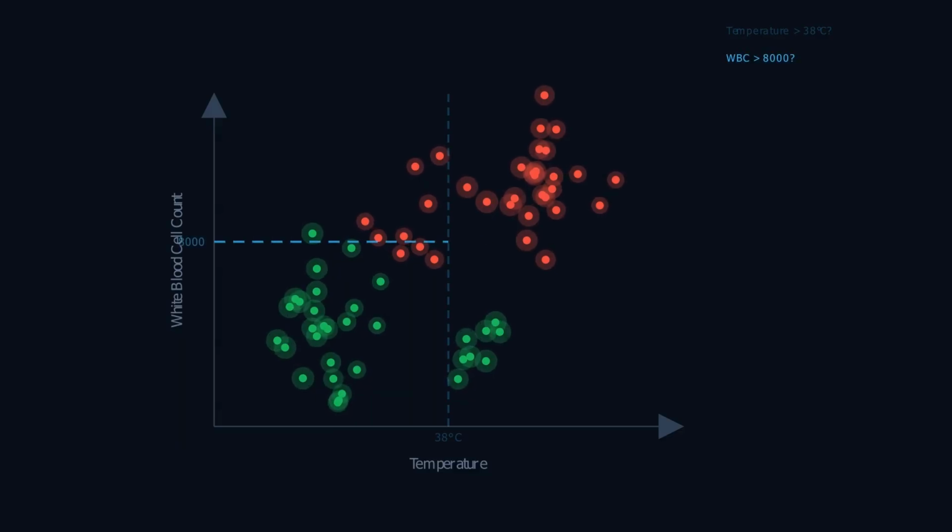Now let's take a look at white blood cell count. Perhaps white blood cell count tells us more. At first glance, this actually looks better. Which one should we choose? Looking isn't enough. Our eyes are good, but they are subjective. We need a way to measure what better actually means.